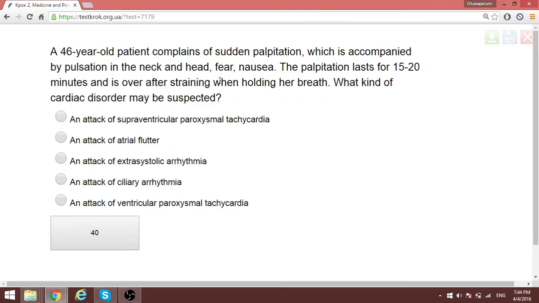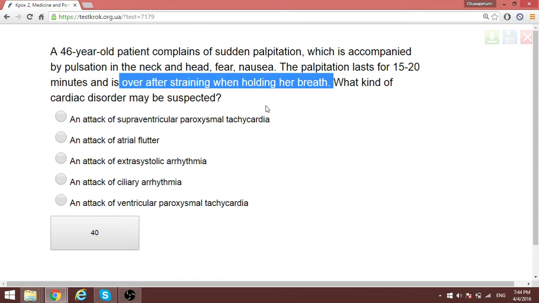So what's the suspected cardiac disorder in a patient with pulsation in the head and neck, with fear and nausea, sudden palpitation? This is paroxysmal. In paroxysmal tachycardia, they tell you of sudden palpitation. It lasts for 15 to 20 minutes and is over after straining or holding a breath. So most likely it is supraventricular paroxysmal tachycardia.